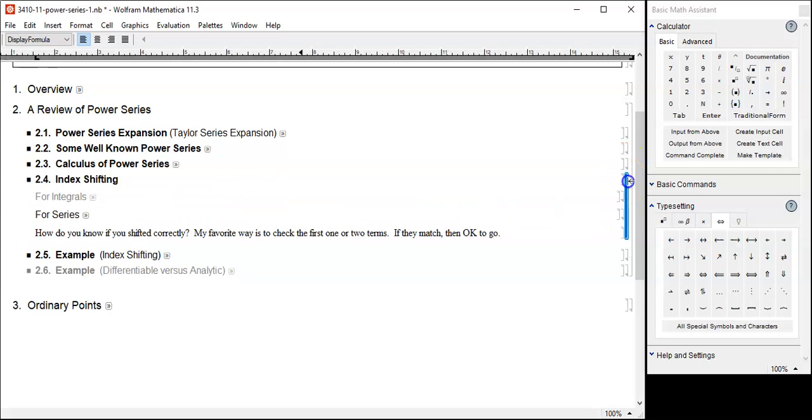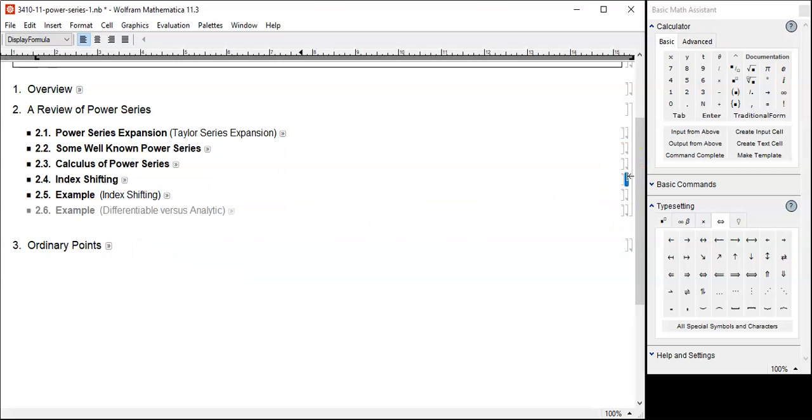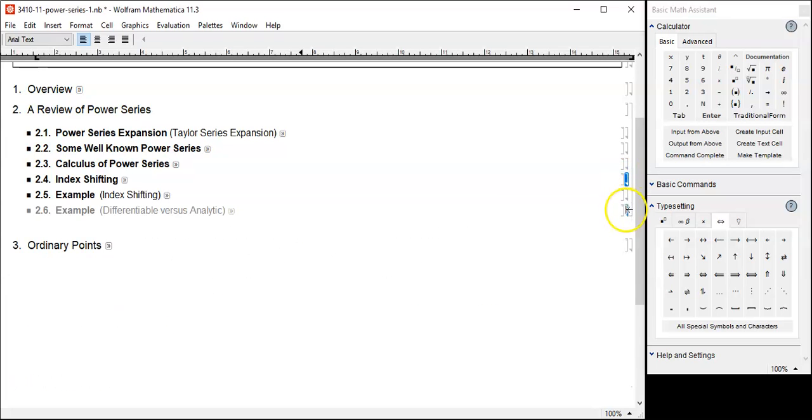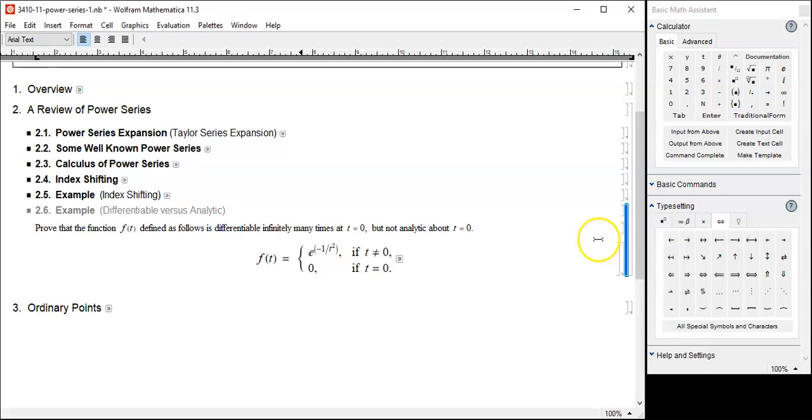Next to the last topic, index shifting. We already discussed it, so let's skip and go over to the final example here. Differentiability versus analyticity. What's the difference?